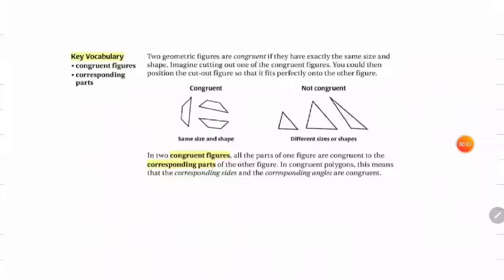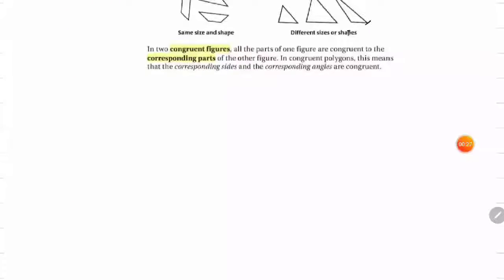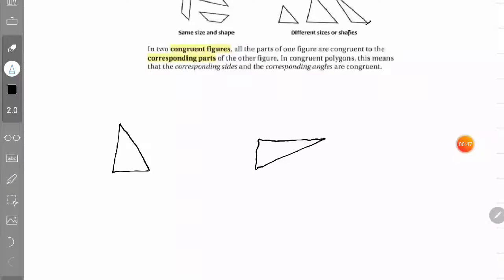Today we're doing Geometry Section 4.2, congruent figures, mostly congruent triangles. For two figures to be congruent, they need all corresponding sides and all corresponding angles to be congruent. So I'm going to draw two triangles here, one on its side, just to show that they might not always look the same. They can be rotated, but they can still be congruent.